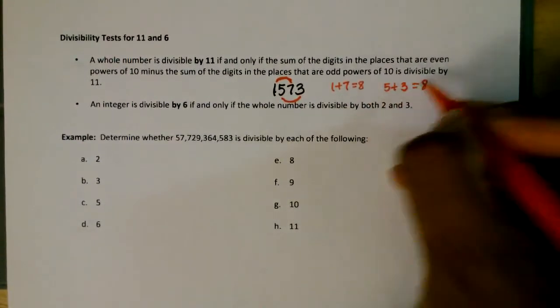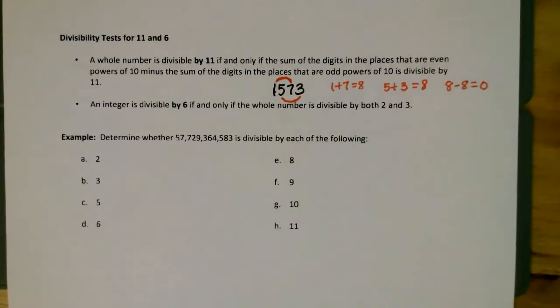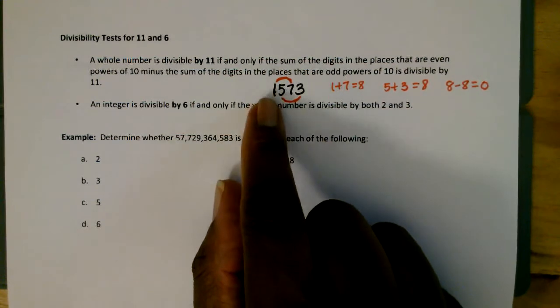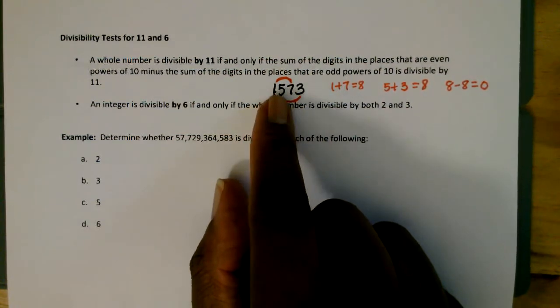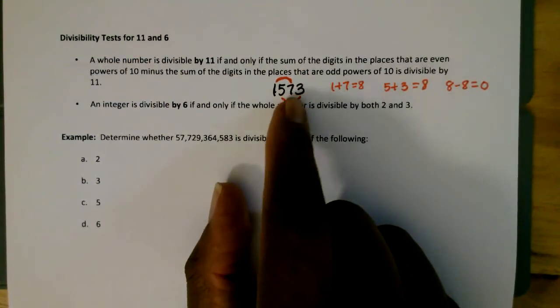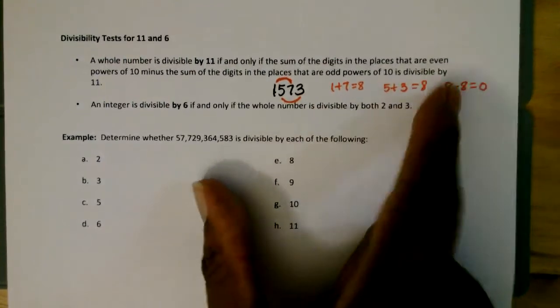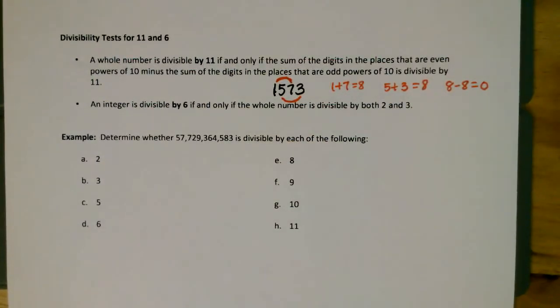Now, if we subtract 8 minus 8, that gives us 0. And 0 is, of course, divisible by 11. So that means 1,573 will be divisible by 11. Okay. You take the sum of every other digit in that number, and then the sum of the remaining digits, and subtract those sums. That difference should be divisible by 11.